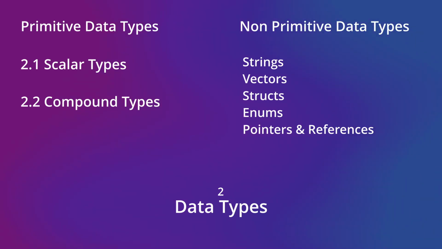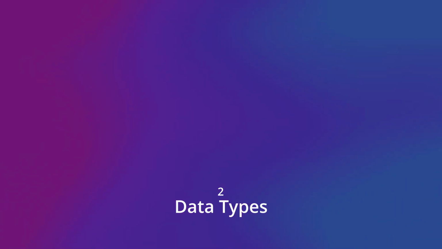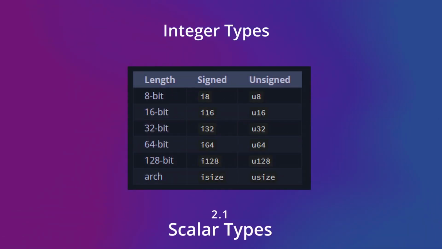Scalar types hold a single value, and there are 4 types within scalar type. The first one is integer. As the name suggests, these hold integer values. These have 2 components. First one is a letter, which is either I or U, representing signed and unsigned values respectively. And the second is the number of bits. The larger the number of bits, the larger the number that can be stored.